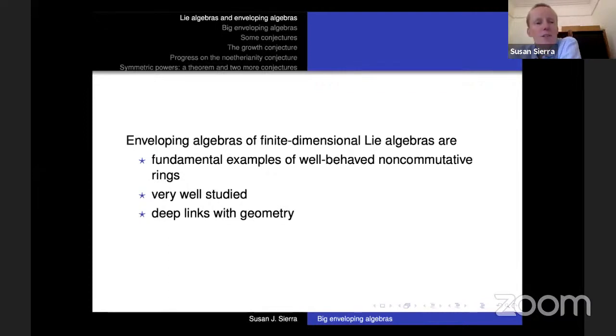So enveloping algebras of finite dimensional Lie algebras, well, they're fundamental examples of well-behaved non-commutative rings. In other words, if you have any property that a non-commutative ring might have, one of the questions you probably want to ask about that property is, does it hold for enveloping algebras? Or which enveloping algebras does it hold for? Because they're such fundamental examples, they're very well studied. And this interplay between the continuous and the discrete I was talking about gives them deep links with geometry, which I'm not, unfortunately, going to go into in this talk.